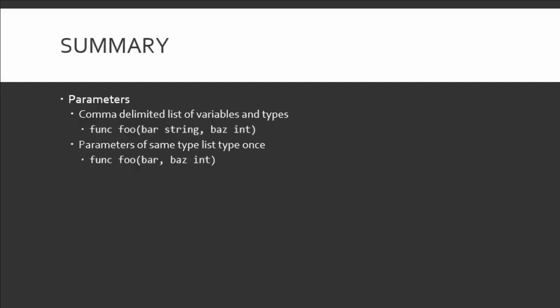Then we moved on to talk about parameters, and parameters allow us to pass data into the function to influence how that function executes, basically providing some variables for the function that are passed in from the outside. So we talked about how parameters are passed in as a comma delimited list of the name of the parameter and the type of the parameter. So we see here we're passing into the foo function two parameters, the bar parameter that's of type string and the baz parameter that's of type integer. Parameters of the same type can be comma delimited and the type can be listed at the end there.